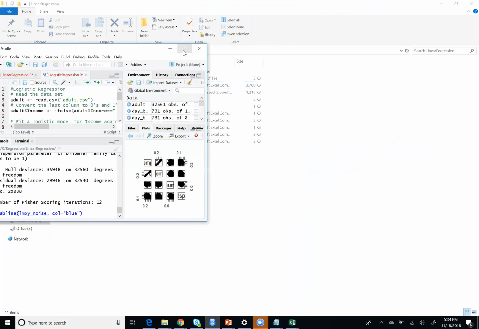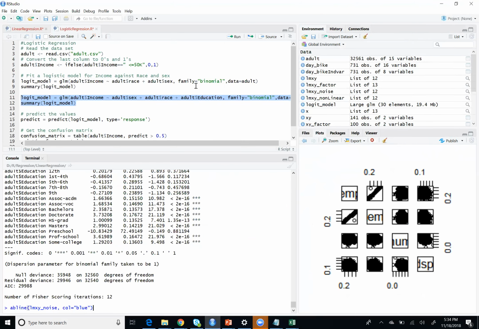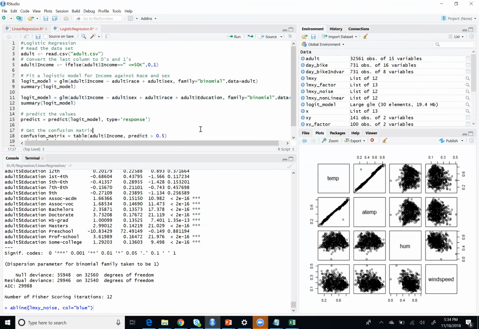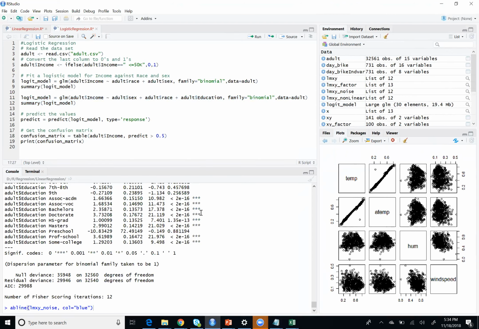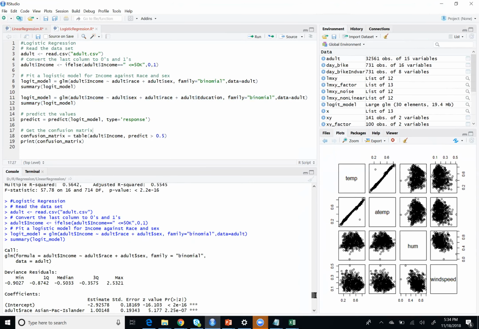Anyway, adding education, you can see that it brought down the AIC score further. This will tell you, using logistic regression, which features will help you predict better. And look at this thing. It's saying most of the things helping it predict better are in education also.